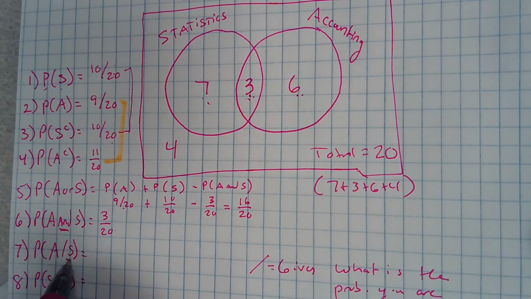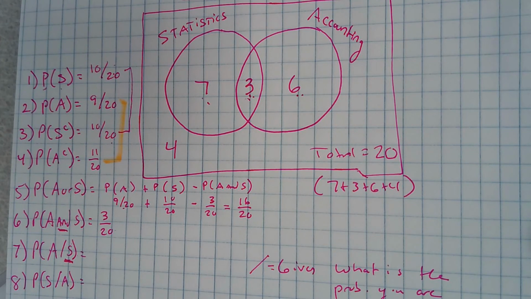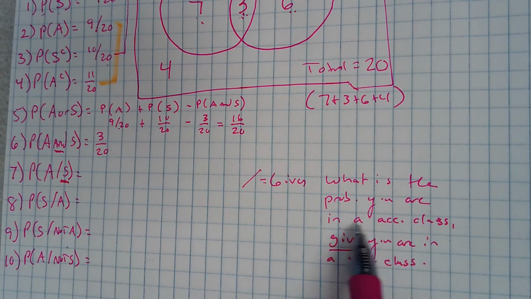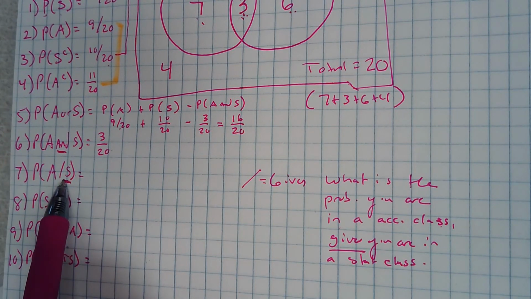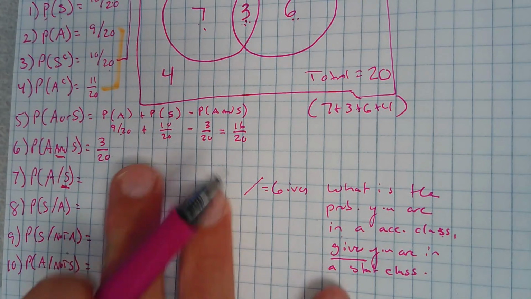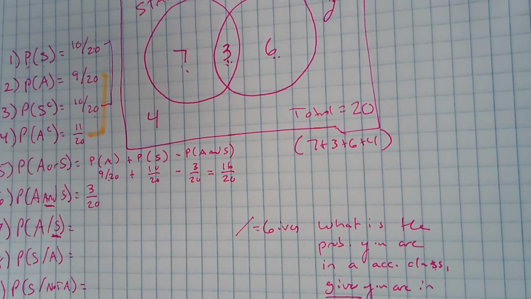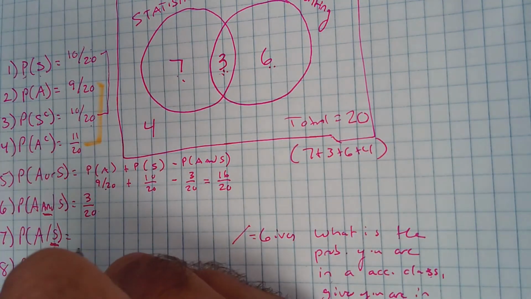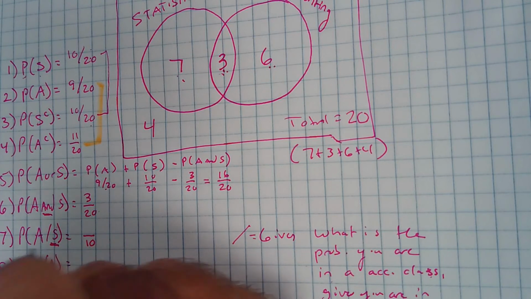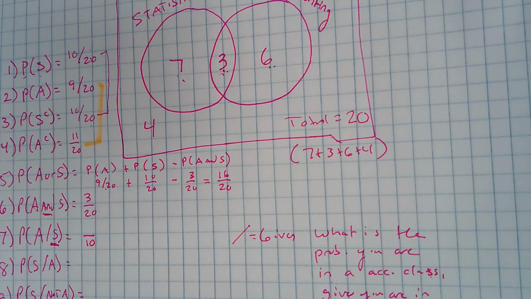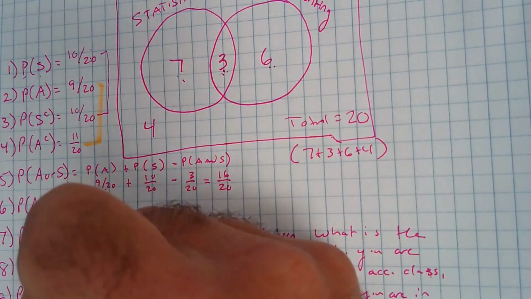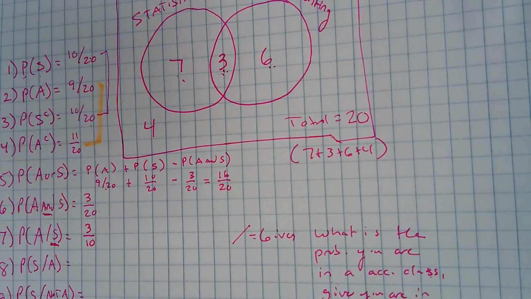We're going to start with that given condition. I'm sorry I didn't show you what I wrote there. What is the probability you are in an accounting class given you are in a stat class? We're going to focus on the given condition. When I look at my circle, I'm only focusing on that stats circle, which means I'm only focusing on 10 people. So this is where the denominator changes when we do a conditional probability. Of those 10 people, how many of them are also in an accounting class? Well, it's the intersection: 3 out of 10.